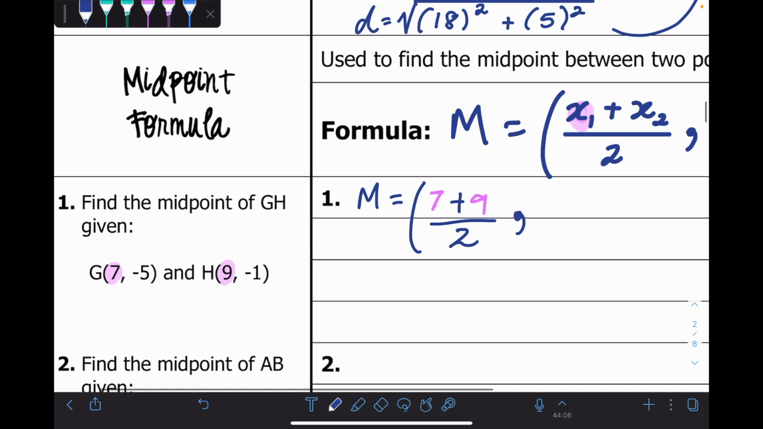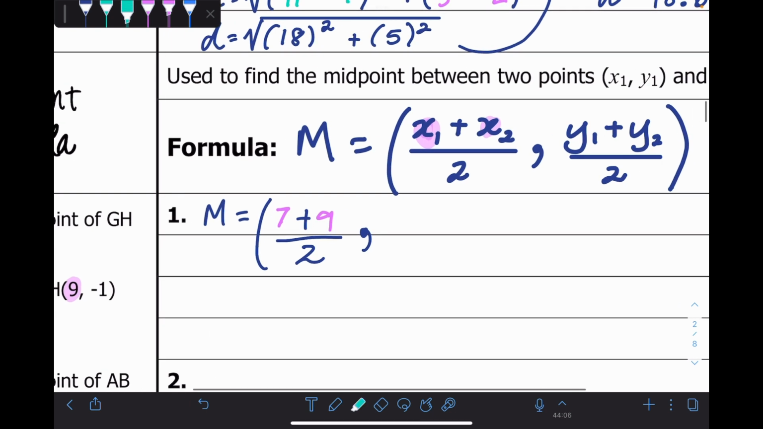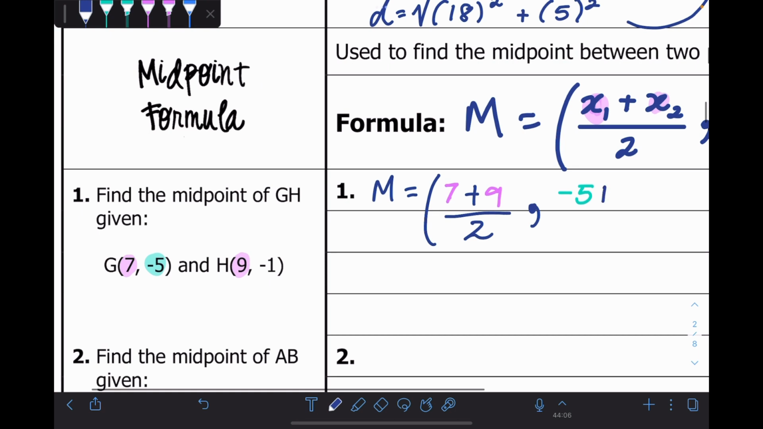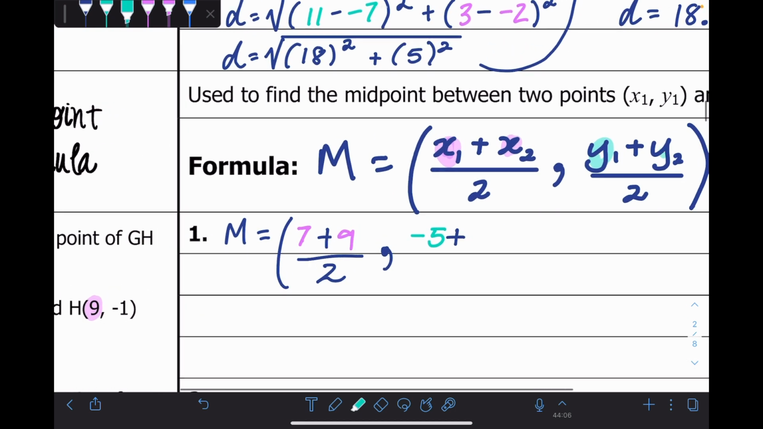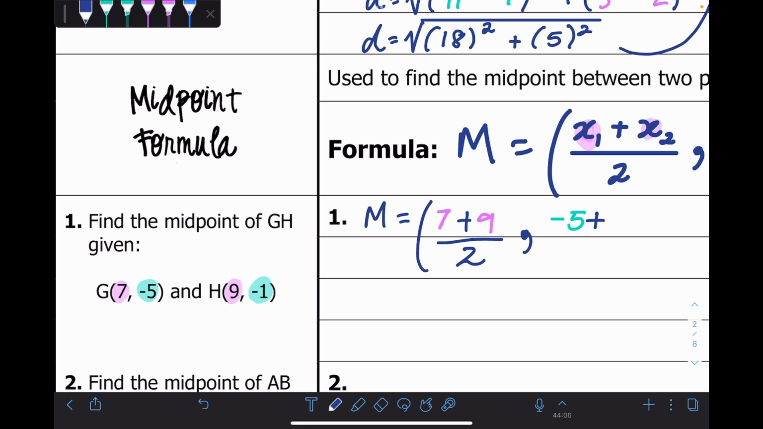7 we said it was. There you go. Plus our second x point. This is our second point, and it's the x value. Plus 9, all divided by 2, comma. Now we'll do our y values. Our y1, going to our first point, looking at the y value, -5, plus, looking at our y2, going to our second point, and looking at our y value here, -1. All over 2. And close brackets.